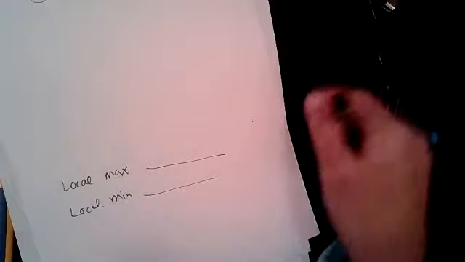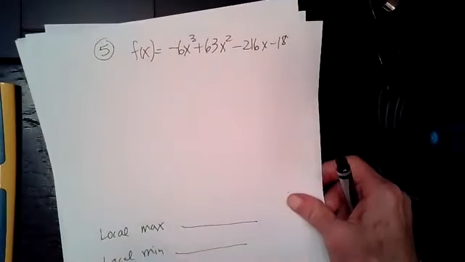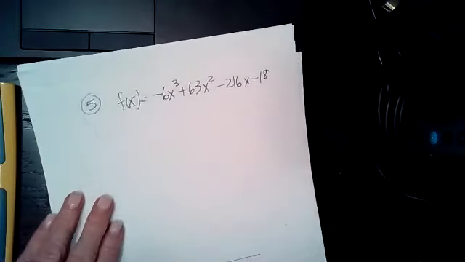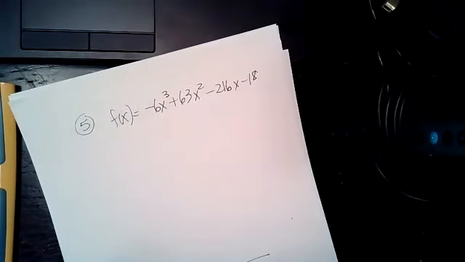All right. And then question number 5, it's another polynomial. It's cubic. It doesn't ask for the second derivative. So I'm just going to go find my critical values. It doesn't matter that they asked me to use the second derivative test.